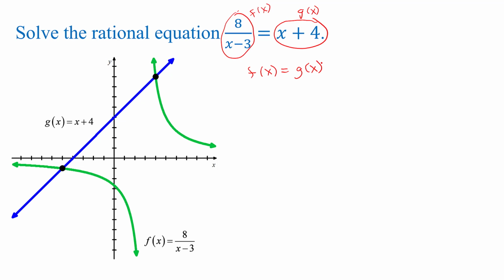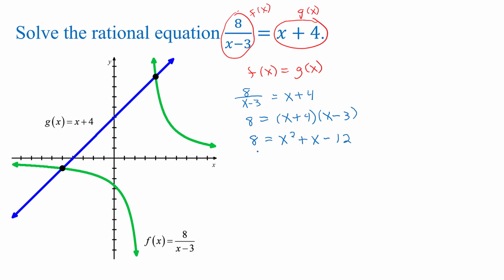The problem here is it's a little bit difficult to tell exactly where those points are occurring, so we need a little bit of help from algebra here. So I'm going to solve the equation 8 over x minus 3 equals x plus 4 to give us the points of intersection. I'll multiply both sides of this equation by x minus 3 to get 8 equals x plus 4 times x minus 3. Then multiplying x plus 4 times x minus 3, we get x squared plus x minus 12.